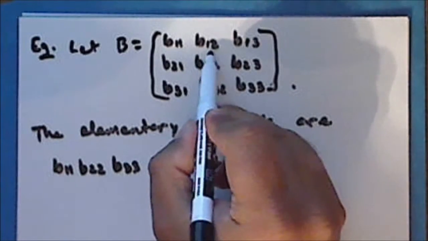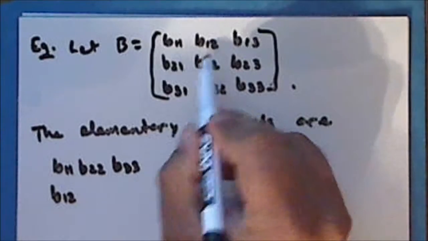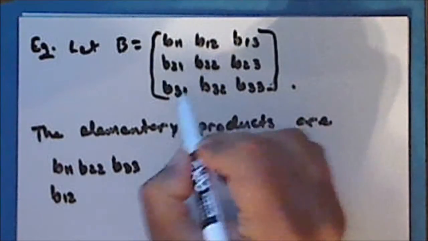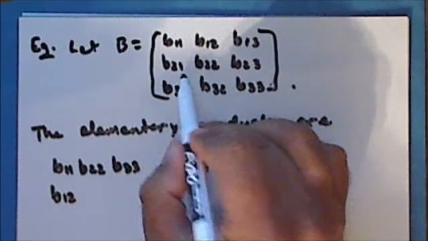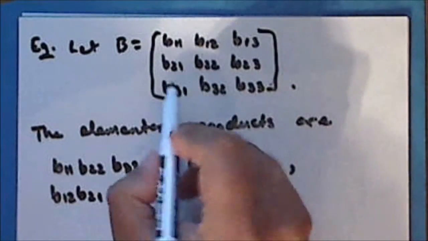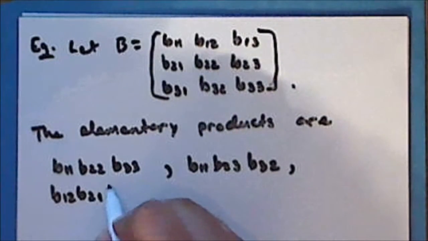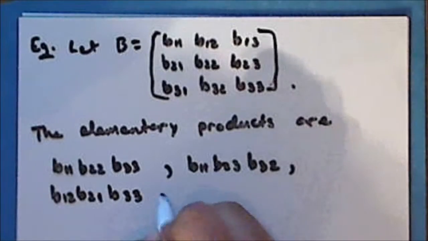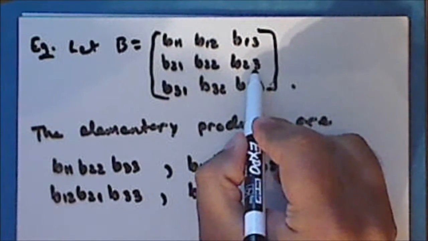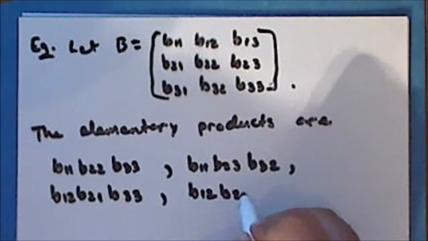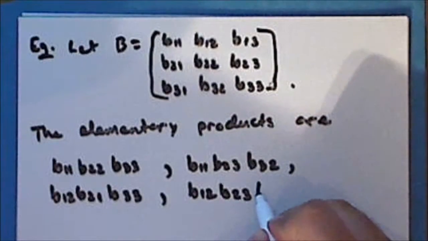Now, if we choose B sub 1, 2 as the first factor, then we have 2 choices for the second factor that is not in the same row or the same column. If we choose B sub 2, 1 as the second factor, then we only have 1 choice for the third factor, and that is B sub 3, 3. Now, if instead we choose B sub 2, 3 as the second factor, then we only have 1 choice for the third factor, and that is B sub 3, 1.